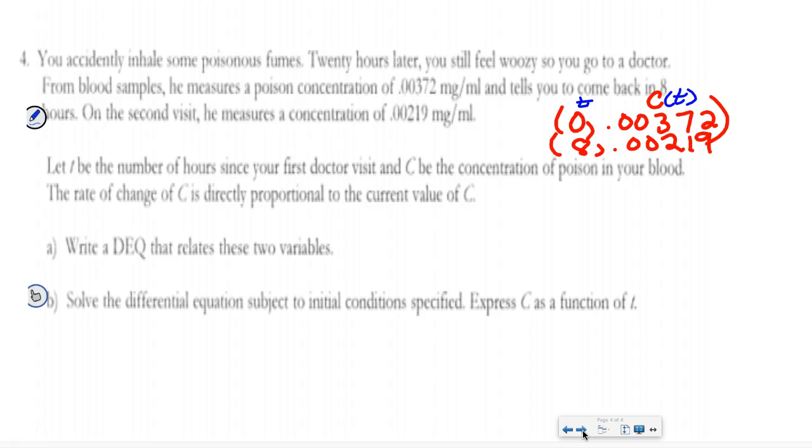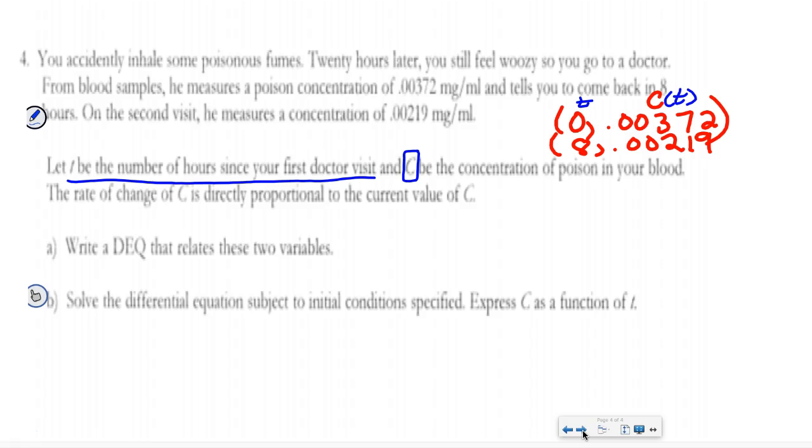Next up, it says let T be the number of hours since your first doctor visit. Copy that. Let C be the concentration. And this is where some people who memorize things and not understanding the concepts goof up, because C is now standing for something entirely different than what you're used to. C is the name of the function, and it stands for the poison concentration. So got to be a little careful how we use our variables.